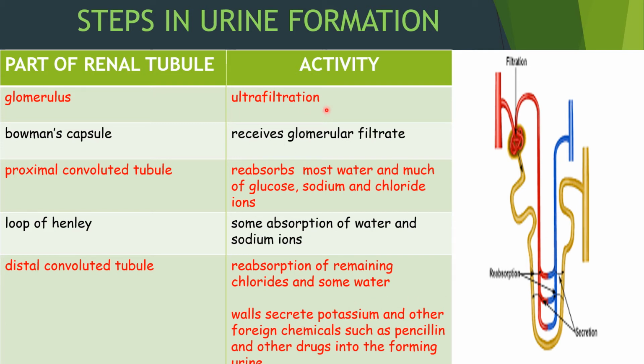Ultrafiltration occurs in the glomerulus. Then Bowman's capsule receives the glomerular filtrate. Then reabsorption occurs in the proximal convoluted tubule, loop of Henle and distal convoluted tubule. In these three regions reabsorption will occur. Then tubular secretion is the last step. Where will it occur? It will occur in the distal convoluted tubule. And the filtrate left after that we call urine.